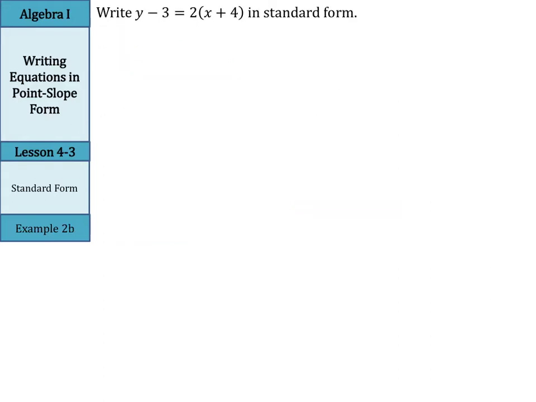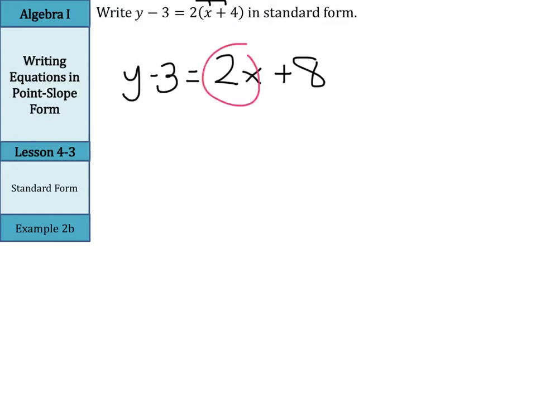In this next example, we want to write y minus 3 equals 2 times the quantity x plus 4 in standard form. And before we can move anything onto either side, we need to distribute. And so we have y minus 3 equals 2 times x is 2x, and 2 times 4 is 8. Now, we need to work to get all the x's and y's on one side, and then our negative 3 over here.